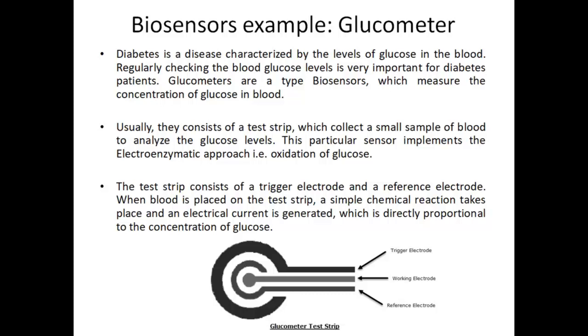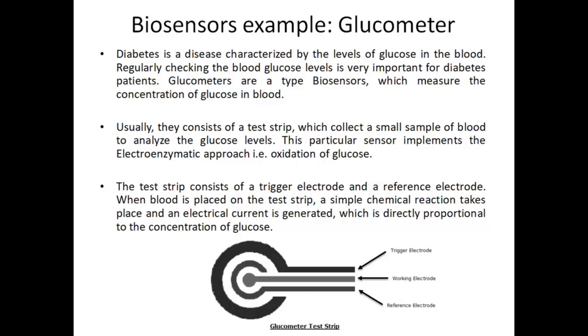Whatever is taking place in your body, digestion, this, that, insulin is acting, and all that is happening is giving rise to some amount of glucose in your blood. So that glucose that is there in your blood is actually a biological response. That biological response we want to measure. So, regularly checking the blood glucose levels is very important for the diabetic patients. Glucometers are a type of biosensors which measure the concentration of glucose in the blood.